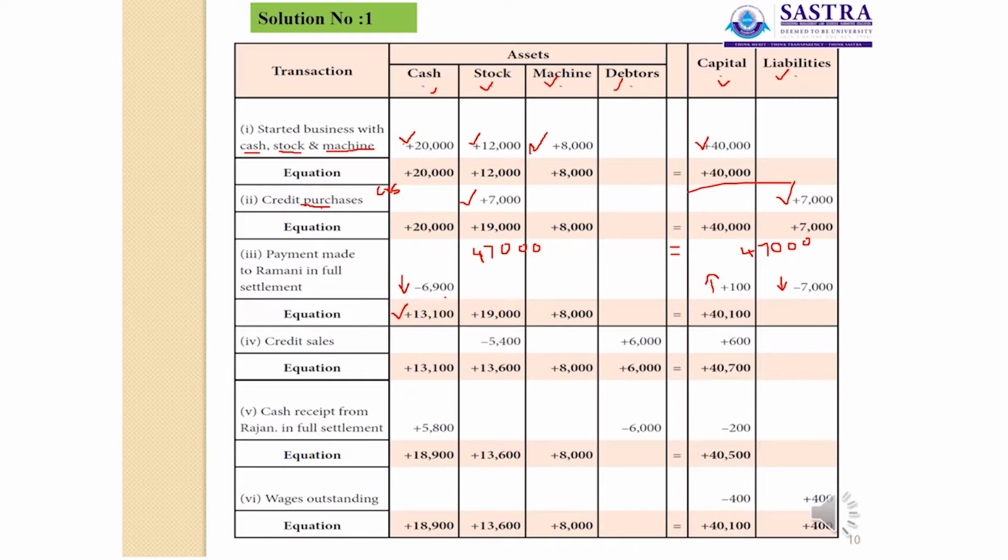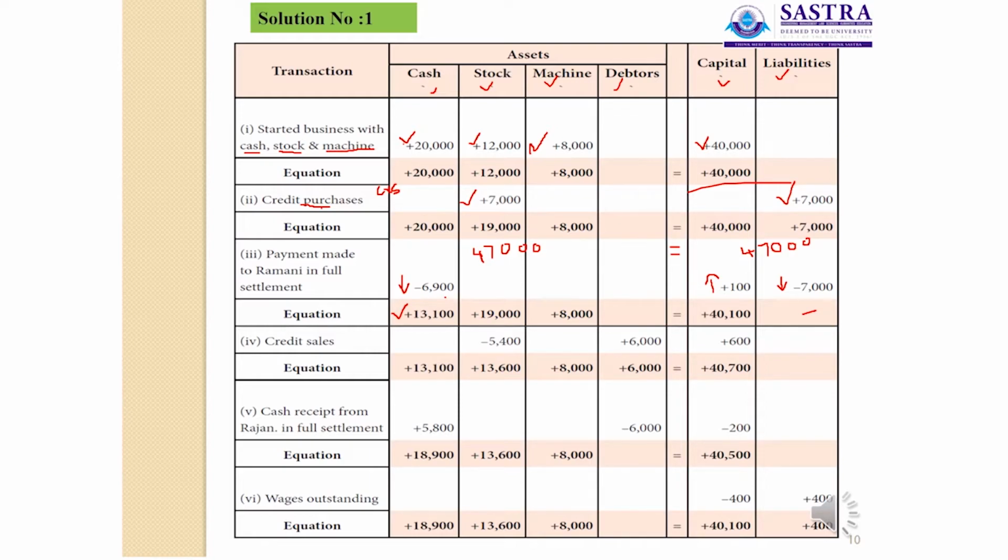Here 8,000 machinery. Here 40,000 plus 100, 40,100. Here 7,000 minus 7,000, there is no effect here, so dash. Now you have to prove the accounting equation. 13,100 plus 19,000, 32,100. 32,100 plus 8,000, 40,100. So our total asset side is 40,100. Liability side is also 40,100. So the accounting equation is proved.